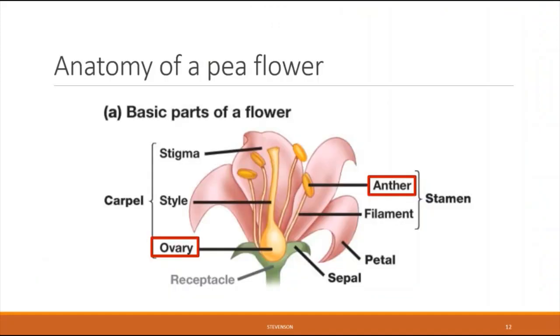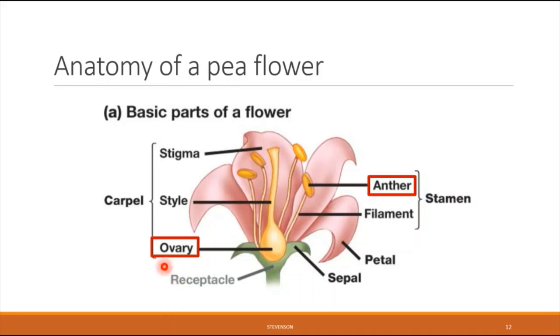Before we start talking about his experiments in more detail, let's take a look at the anatomy of a pea flower, which is the overall reproductive structure of the pea. And it's important that we look at this because peas are not like us. In humans, the male reproductive parts and the female reproductive parts are found in two separate organisms, whereas in pea plants, they are found in the same organism.